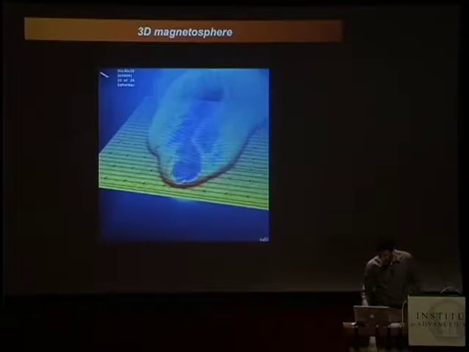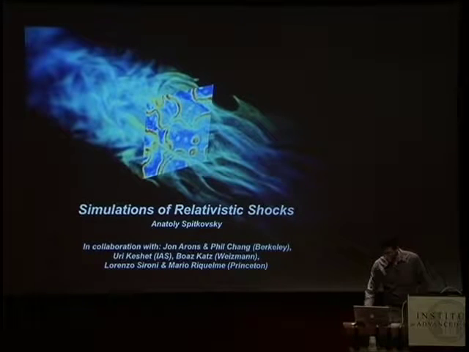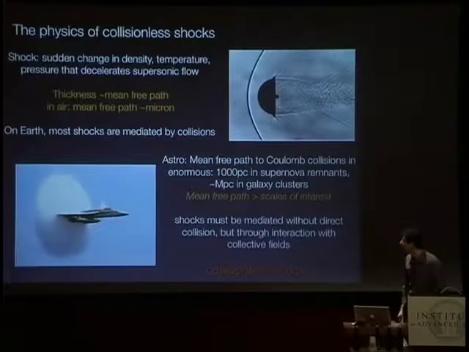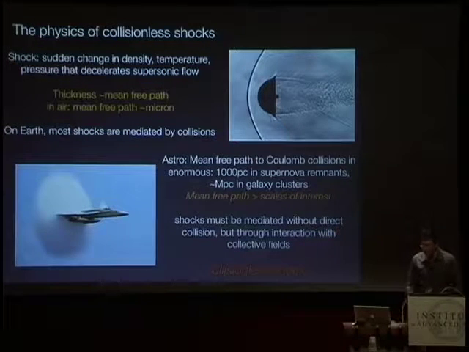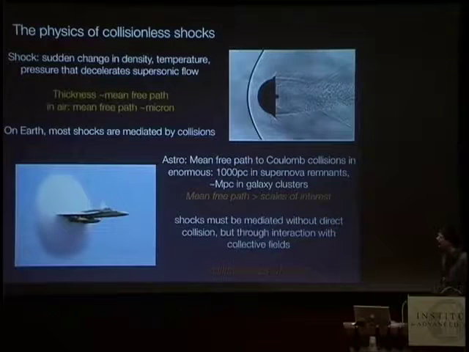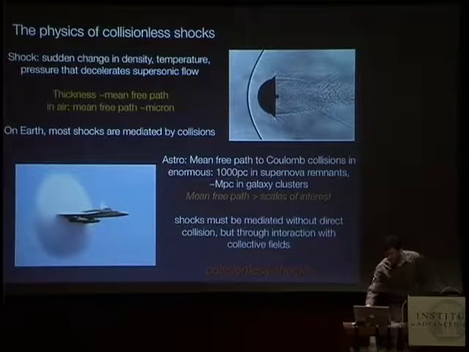So what I wanted to understand is how do these shocks actually work? The interesting thing about astrophysical shocks is that they are fundamentally collisionless structures. So what I mean by that is that a typical shock in the air, for instance, is mediated by the collisions between molecules of air. And the mean free path in air is basically a micron. So if you have some bullet flying through the air, this sharp shock is mediated on the scales of a few microns. In astrophysics, we don't have that luxury.